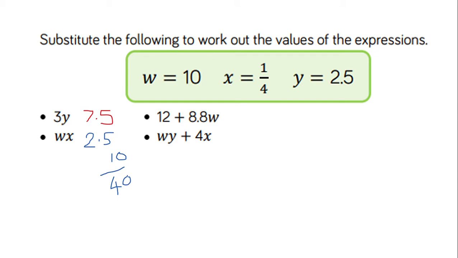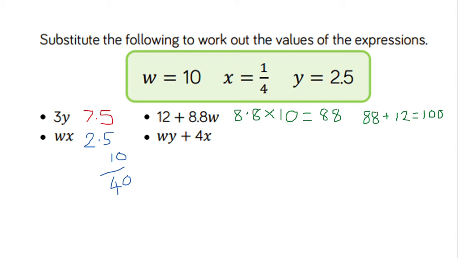Okay, right, the third one, 12 plus 8.8w. So here we have to remember that for 8.8w, we have to substitute the w for 10, and remember that means 8.8 times 10, and we have to do that first. 8.8 times 10 is 88. We then know that the question is saying 12 plus 88, and 12 plus 88 is actually 100. So that's the value of that expression. The value is 100 of the expression 12 plus 8.8w.